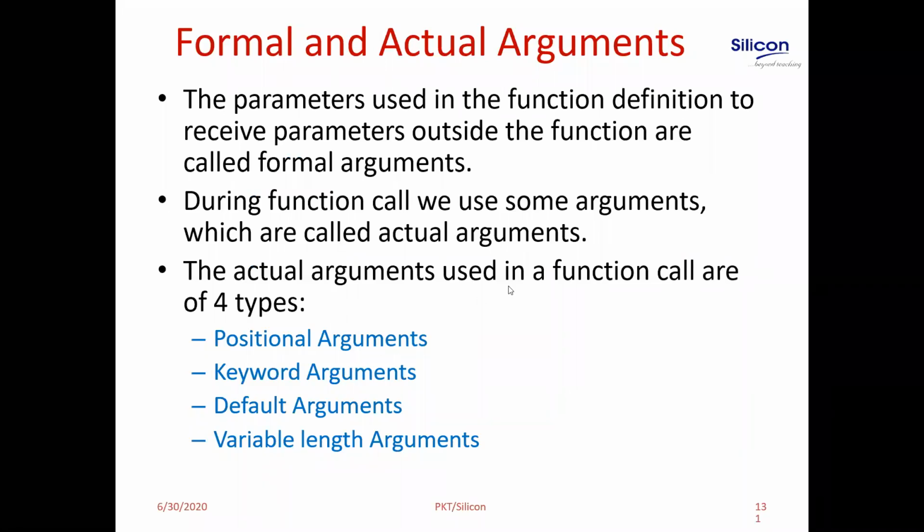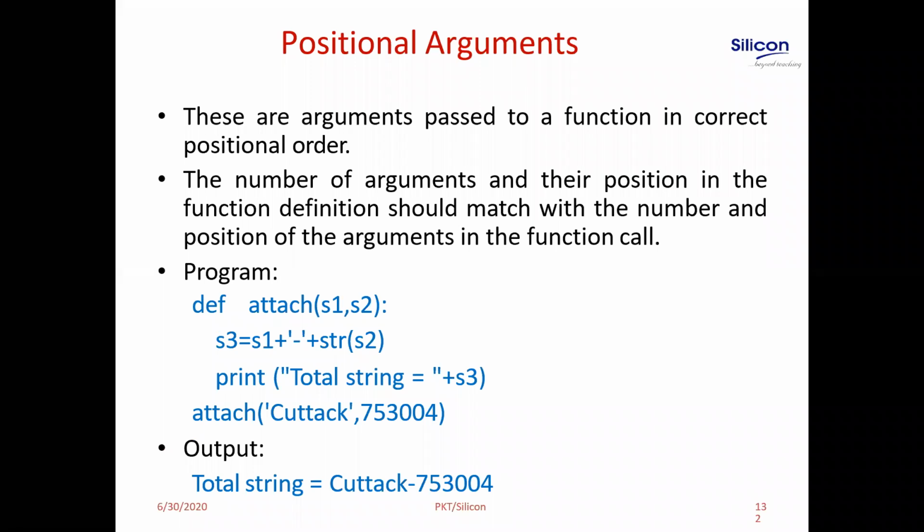These actual arguments used in functions are of 4 types: positional arguments, keyword arguments, default arguments, and variable length arguments. There are 4 different kinds of arguments. What are positional arguments? Positional argument means the order in which you pass. Suppose you are passing S1, S2. You define, attach S1, S2, you do some operation over here and print it. Just look over here: first S1, then S2. The first one will go to the first, the second one will go to the second. So here the position matters. These are the arguments passed to a function in correct positional order.